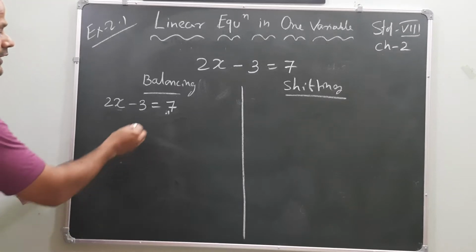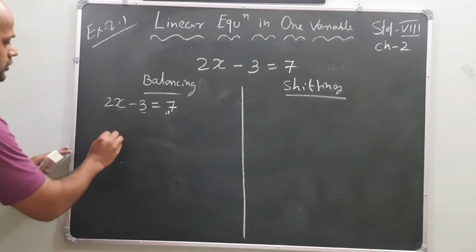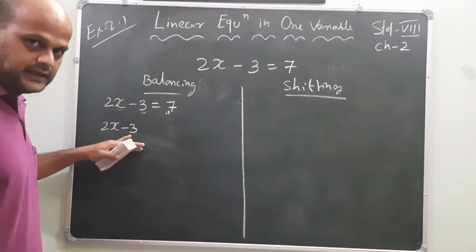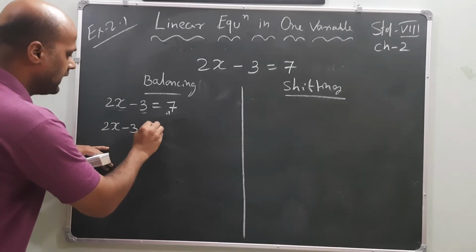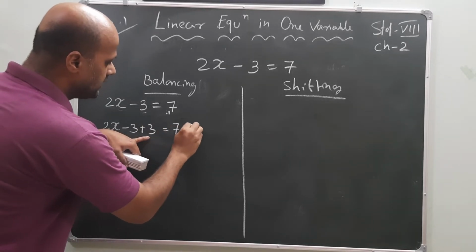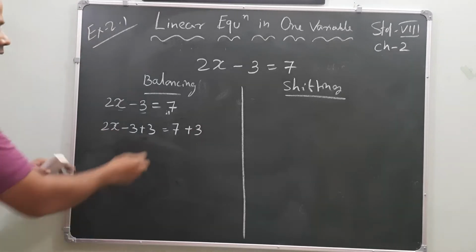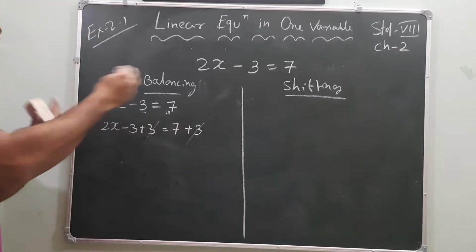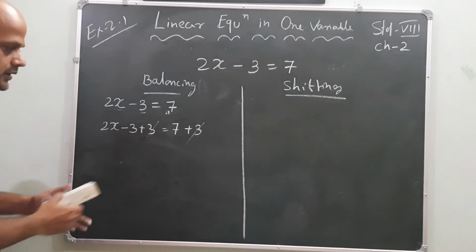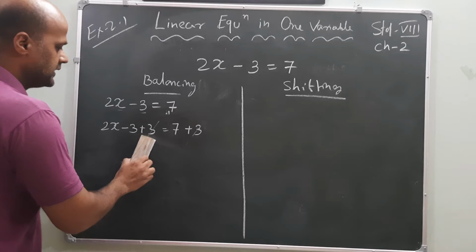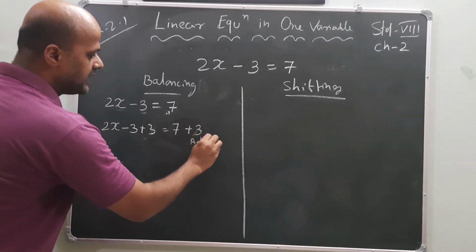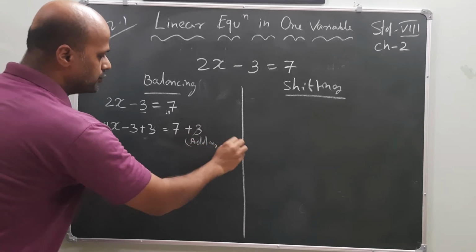So what you have to do? First take out this one. How will you take it out? 2x minus 3. To cancel this 3, I have to add another 3. The same 3 will be added on the other side, because this 3 is in the opposite direction. That's why it will cancel and the same number will come here. So the first process is adding 3 on both sides.